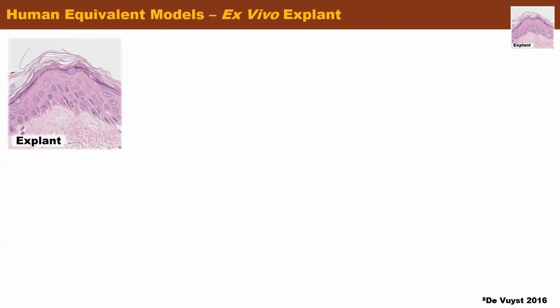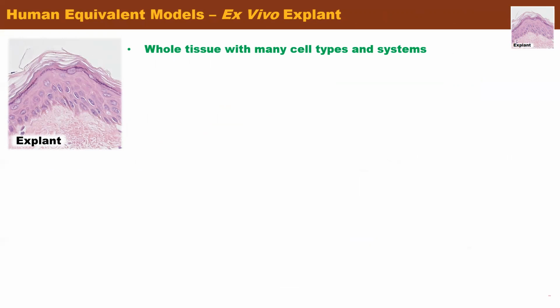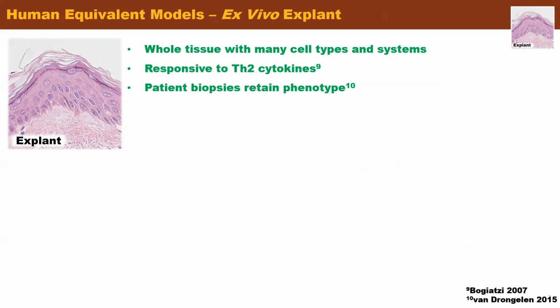Finally, we will discuss ex vivo explant cultures. These are whole tissue with many cell types, keratinocytes, fibroblasts, and immune cells, but also remember, there are blood vessels and nerves. These whole tissues are responsive to Th2 cytokines, and explants derived from biopsies of patients with atopic dermatitis retain their phenotype. However, these cultures have a limited lifespan compared to other 3D models.